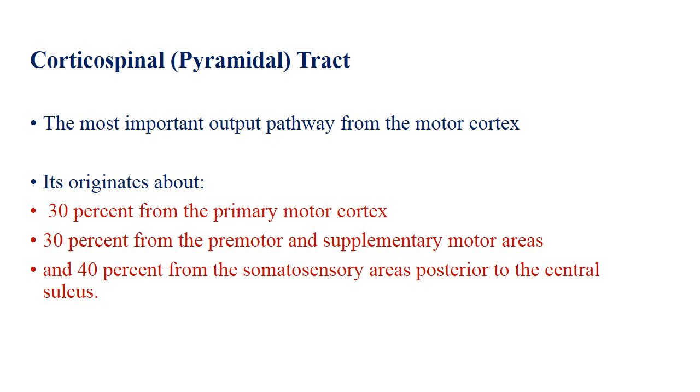Okay, it comes from the motor cortex, as we said, from the different areas of the motor cortex. 30% of the fibers of the corticospinal tract come from the primary motor cortex. Another 30% from the premotor and supplementary motor areas, and 40% from the somatosensory area, which is located posterior to the central sulcus. Impulses come from the sensory cortex to the motor cortex and then through the corticospinal tract to initiate movement. This is the distribution of the fibers. Good.